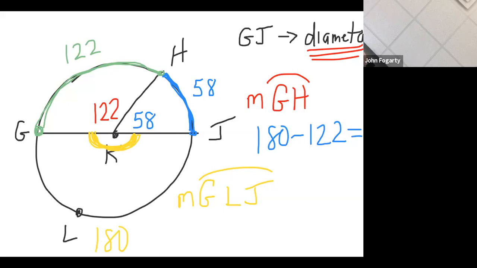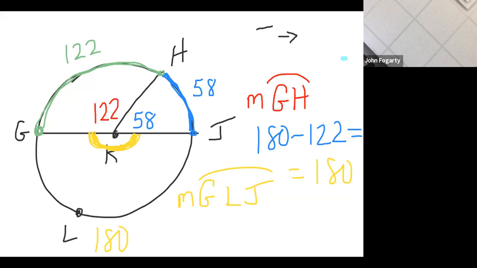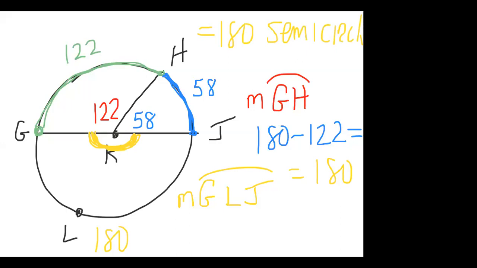Now, notice 122 and 58 is 180 as well, right? So if your arc measure is 180, we don't call that a minor arc or a major arc. A minor arc is less than 180. A major arc is greater than 180. If your arc is equal to 180, we call that a semicircle. Okay? Does that make sense?